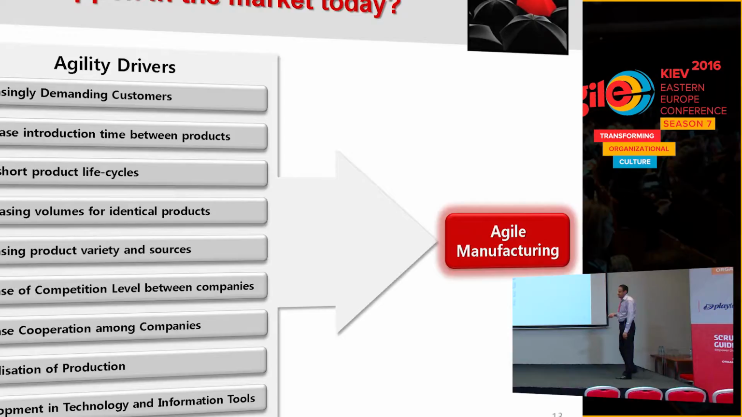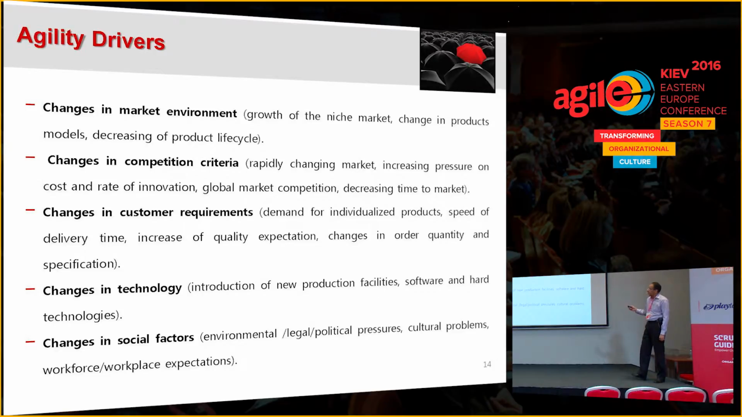Globalization of production. Development in technology and information tools. All these we call agility drivers that push companies to be agile manufacturing. If we want to conclude the agility drivers under 5 main titles, the first is any change in the market environment. Anything related to the market, growth of the market, change in product models, decreasing product life cycle, everything can be a change in the market.